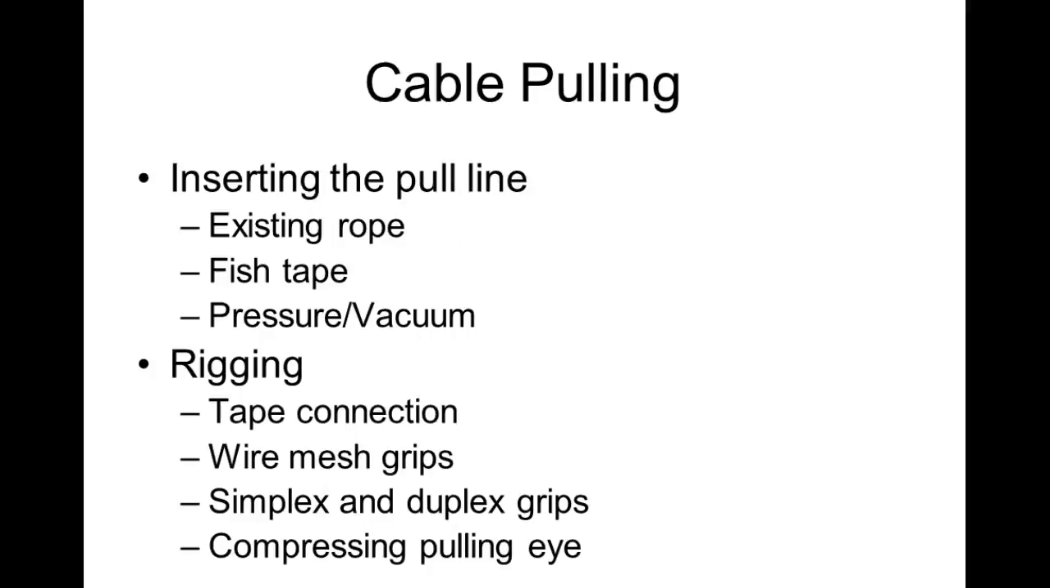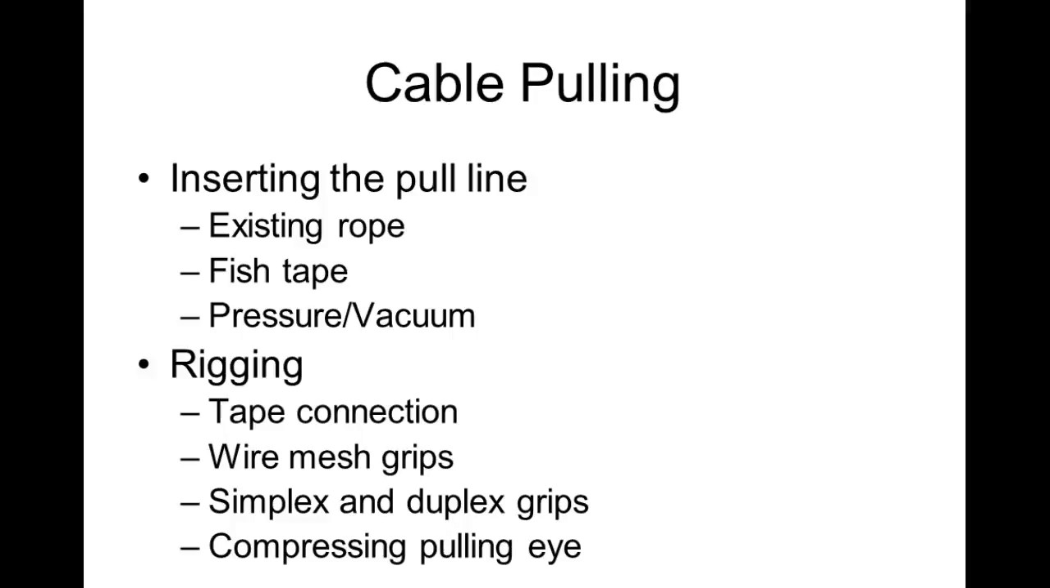But cable pulling, inserting the pull line, we can use existing rope. When I put my sheds out the back of my house, I ran PVC conduit under the ground, and I went ahead and used one, and now I've got a rope in the other. That way, if I decide what I want to put out there, I've already got a pull rope in there. So existing rope, fish tape, or vacuum pressure. The rigging is the type of tape connections, wire mesh grips, simplex and duplex grips, and then compression eye pulleys. We'll look at some of these.